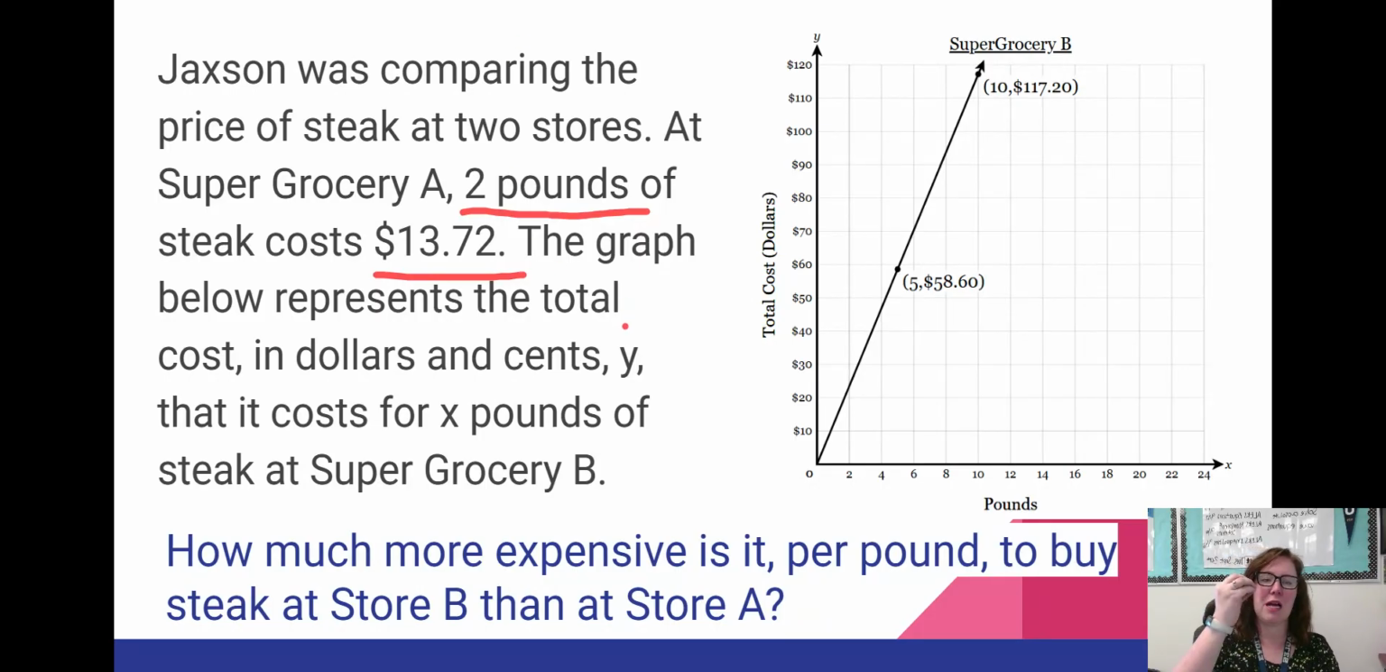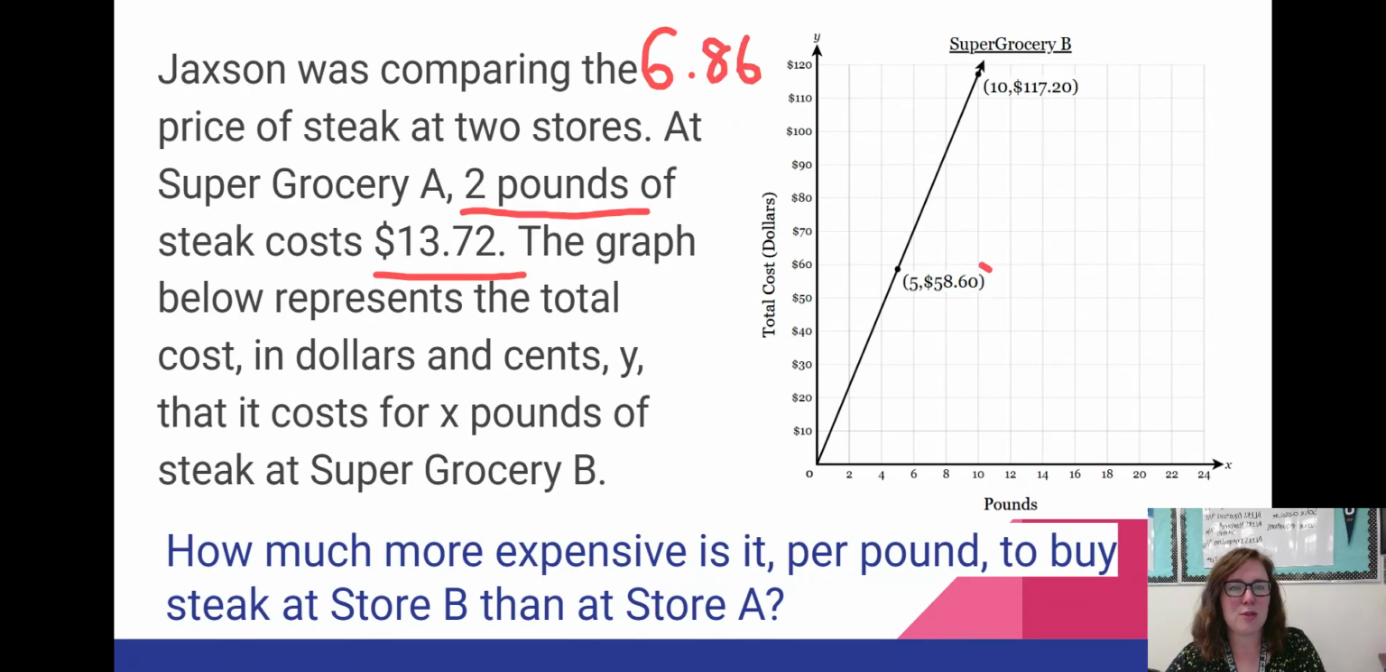I love that, per pound. So it's money per pound. So I'm going to do this store A money, 13.72 divided by pounds. Okay, at this store, it's 6.86.